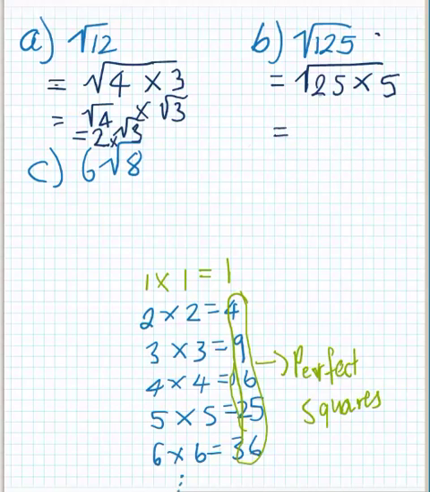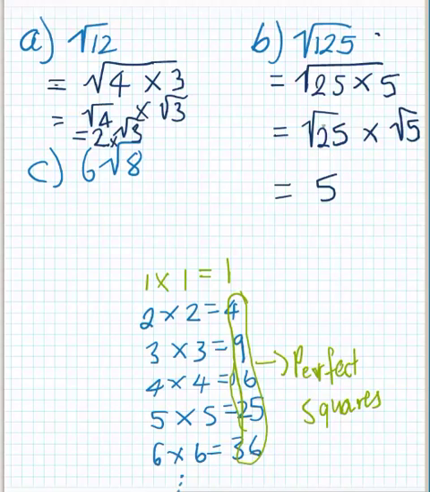Separate them. Now you can skip this step if you want to. This is the same as having them separate. We haven't changed anything. And the reason why we separate them is because now the square root of 25, since 25 is a perfect square, and I know that 5 times 5 is 25, the square root of 25 is 5.